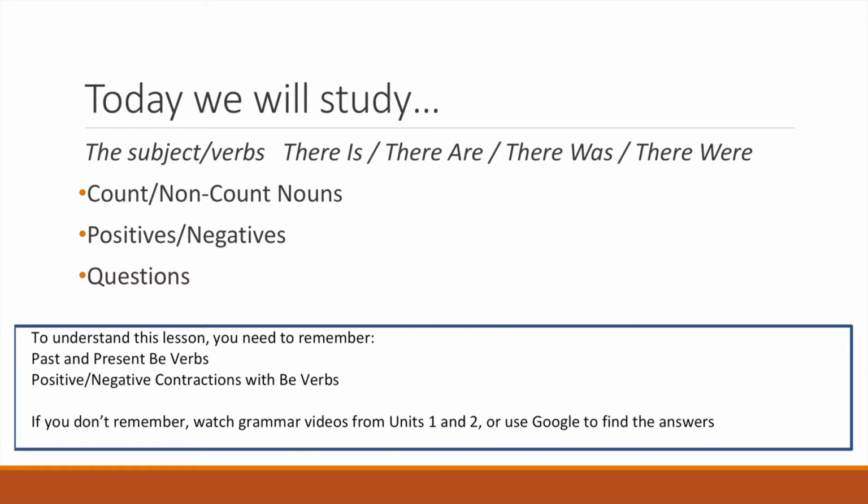We'll also talk about count and non-count nouns, both positive and negative sentences, as well as how to ask and answer questions. To understand this lesson, you need to remember the past and present be verbs. You'll have to also remember positive and negative contractions using the be verbs. It's okay if you don't remember this. Take a moment, pause this video. You can review the videos from last week, both Units 1 and Unit 2, or simply Google to find your answers.